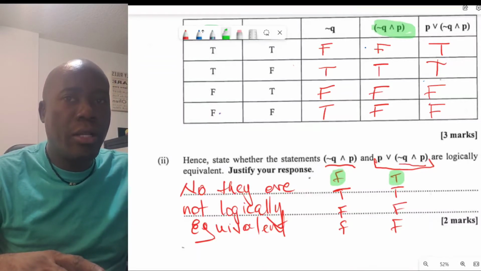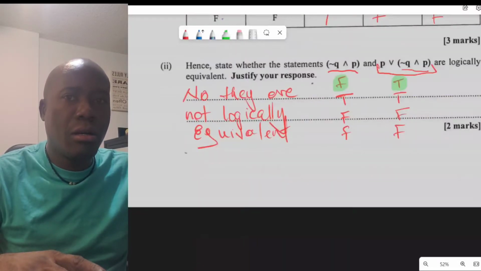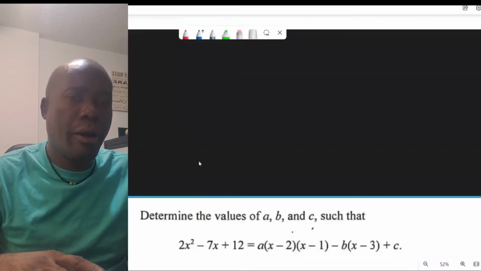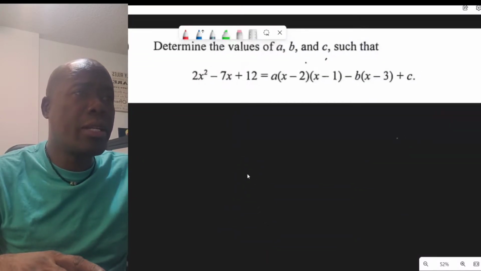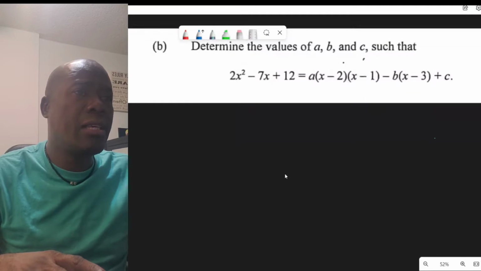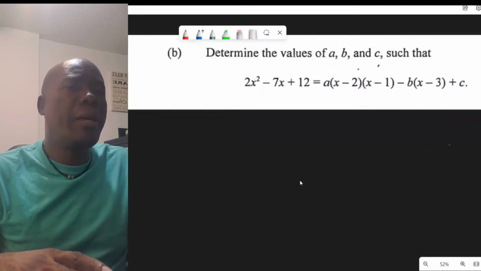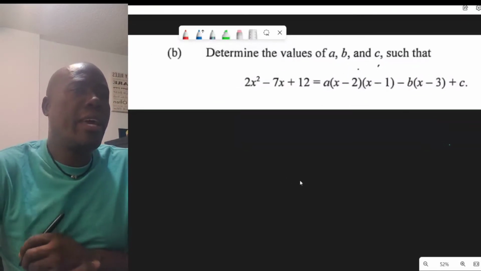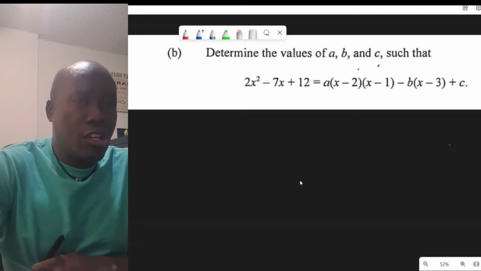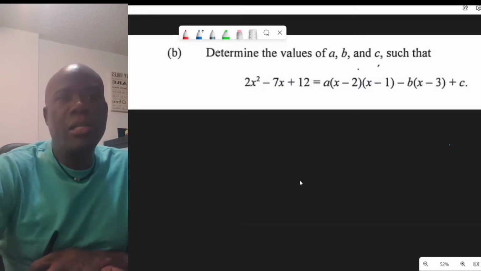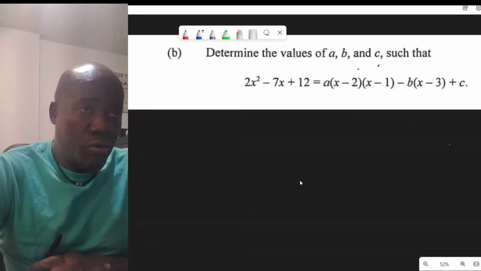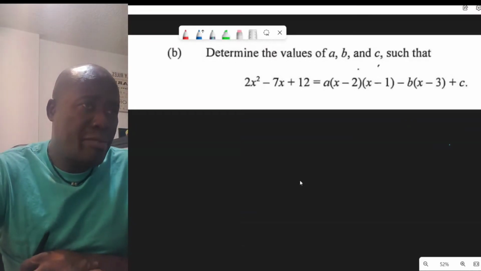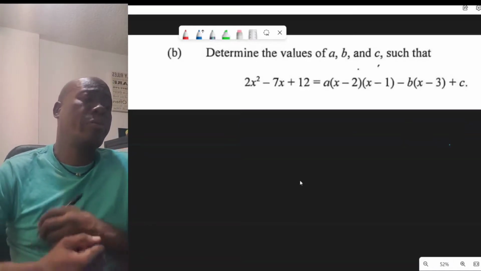All right, let's go forward. Next question now. All right, so here's the next question right here. So the next question reads as follows. It says determine the values of a, b, and c such that 2x squared minus 7x plus 12 is equal to a open bracket x minus 2 open bracket x minus 1 minus b into x minus 3 plus c.